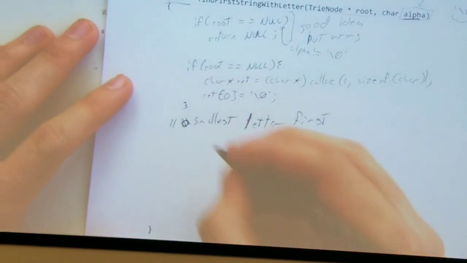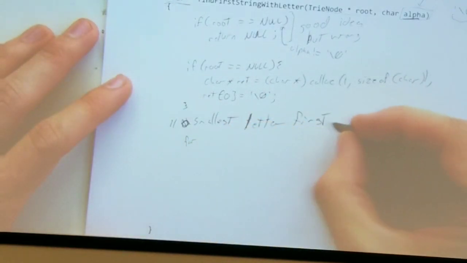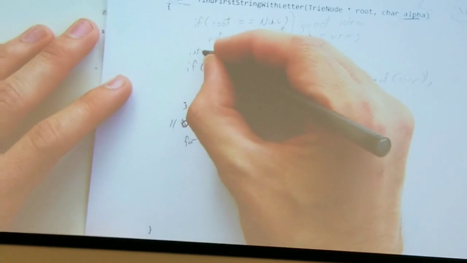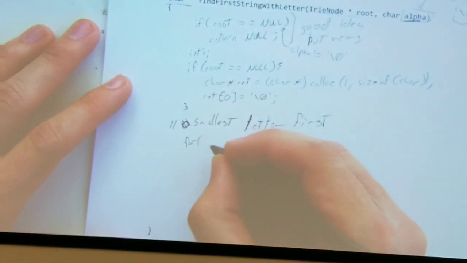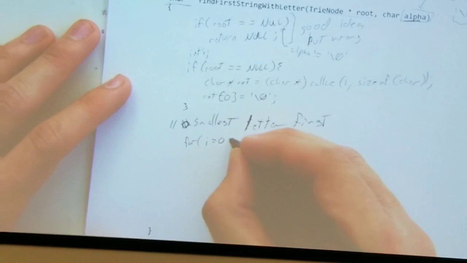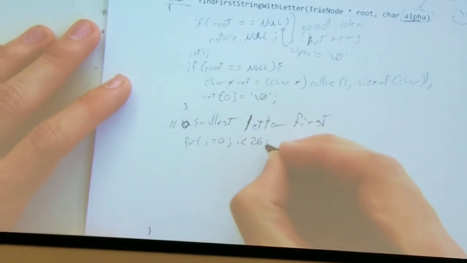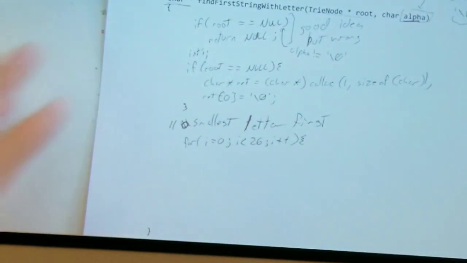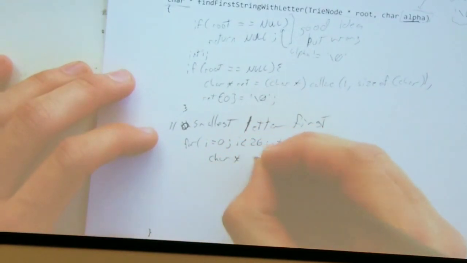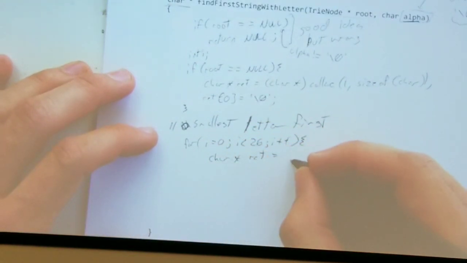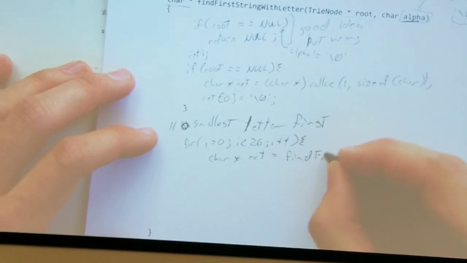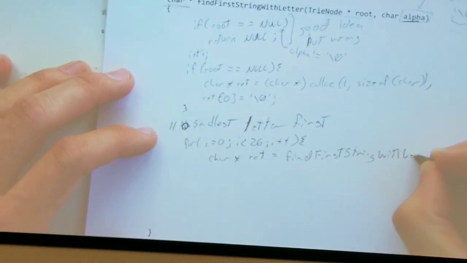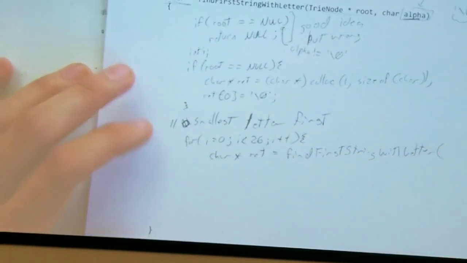All right. So what we're going to do is I'm going to have some int i up here so that way I can go ahead and use it, because I don't like doing my declaration inside my loops. For i equals 0, i is less than 26, i plus plus. And so now what we do with this is we try finding a string. So we do char star ret is equal to find first string when letter. And now we're going to pass in something different.